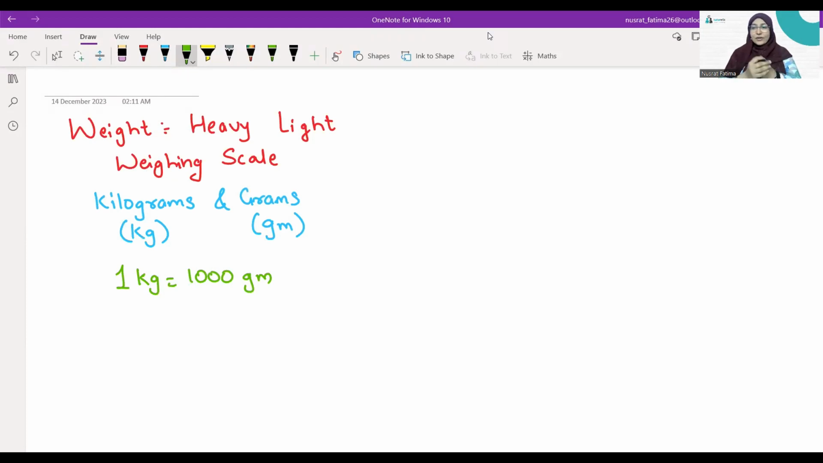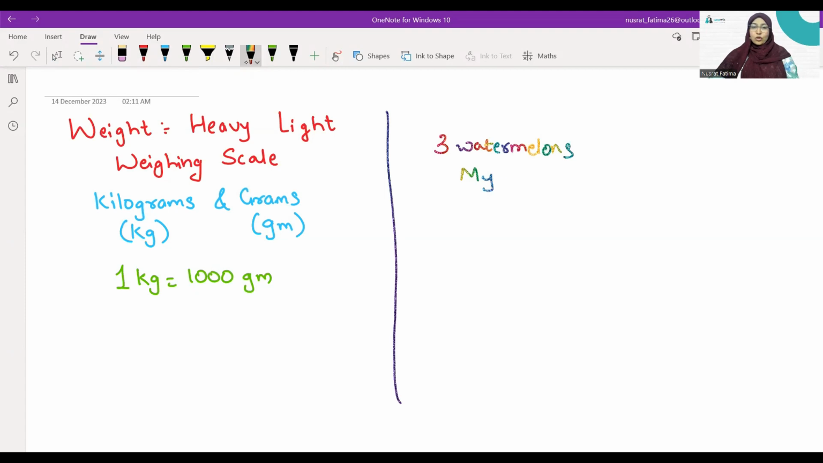Now, how do I decide whether a given thing should be measured in kilograms or grams? Very easy. The heavier the item or the object, you have to measure it in kilograms. Let's go for an example. Suppose I want to weigh 3 watermelons, or you want to weigh yourself, I want to weigh myself. I know the weight of 3 watermelons or myself is going to be heavier. So I weigh it in kilograms.